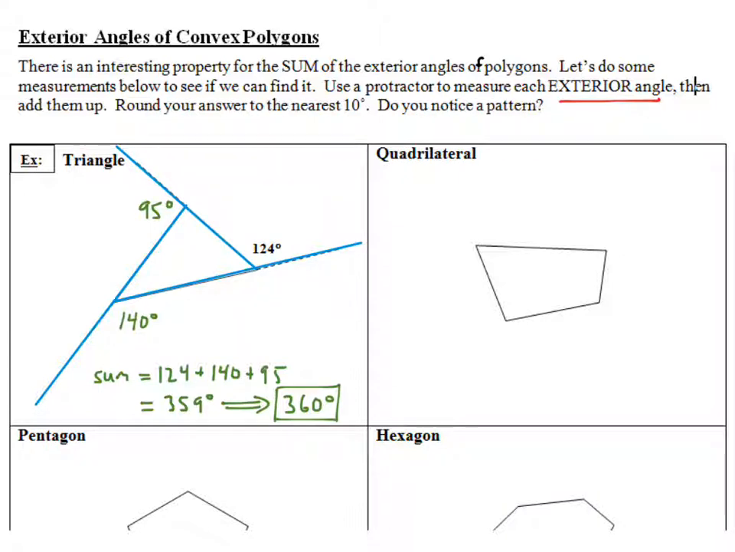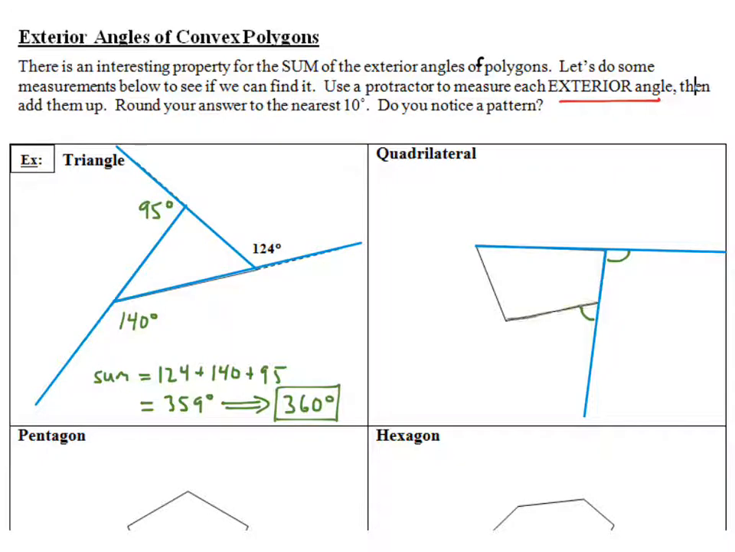Again, the first thing we need to do is to create some extensions to show where the exterior angles are. So for instance, I might go along this side. I'm going to use my line tool here and extend this side out, and that'll create an angle right here. And then I can extend this side down this direction, and that gives me an exterior angle here.